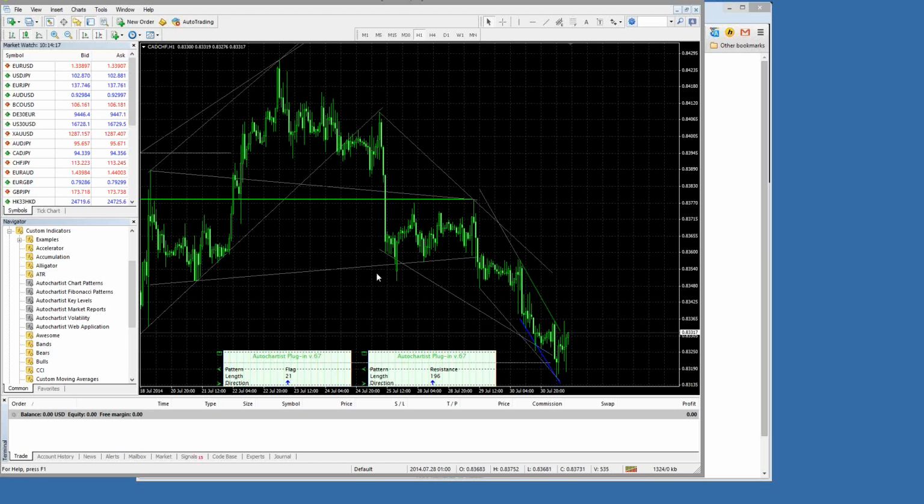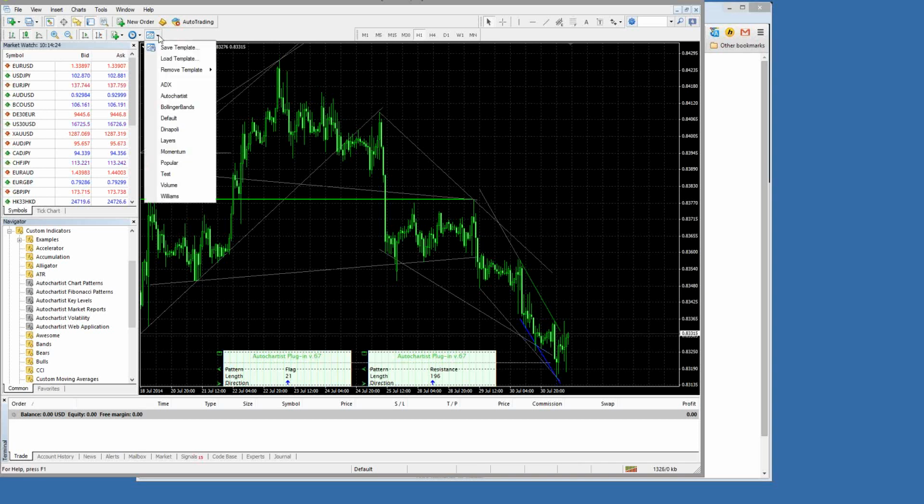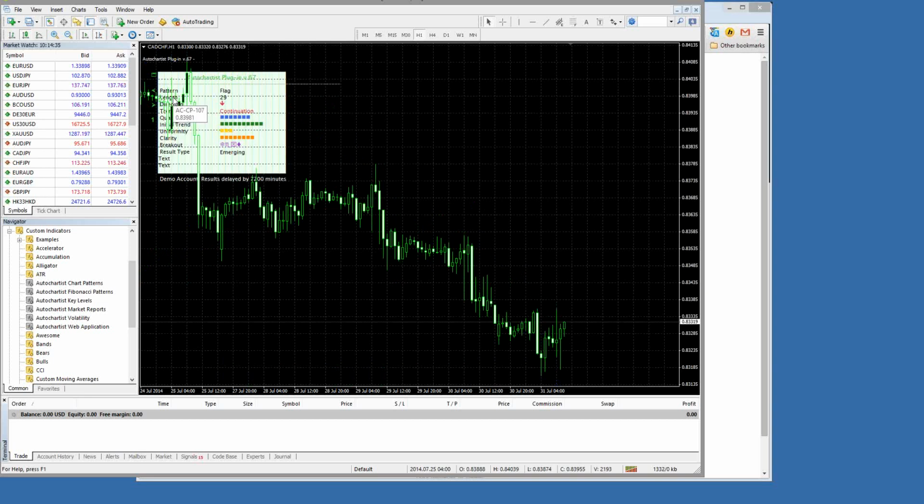Now, when you install the Autochartist plugin on MetaTrader, you will also get a template installed, and that template under the template section is called Autochartist. You can just click on that Autochartist template, and that will set the default view for Autochartist. So that's another way you can do it.